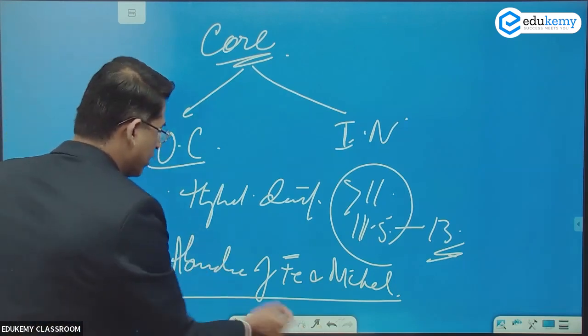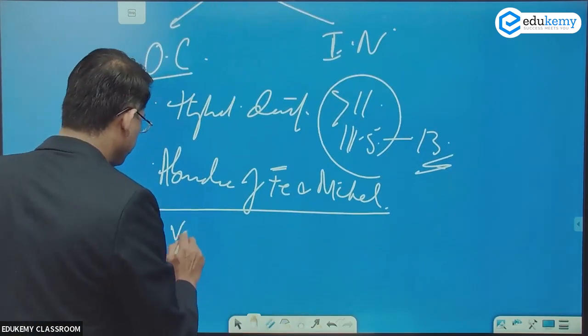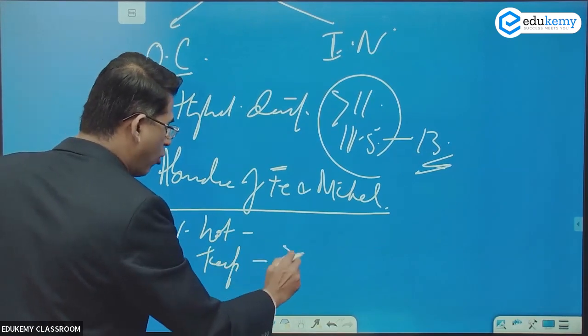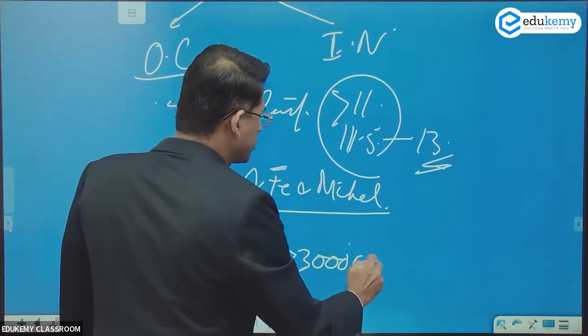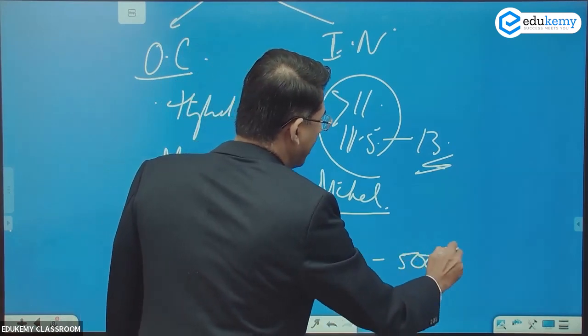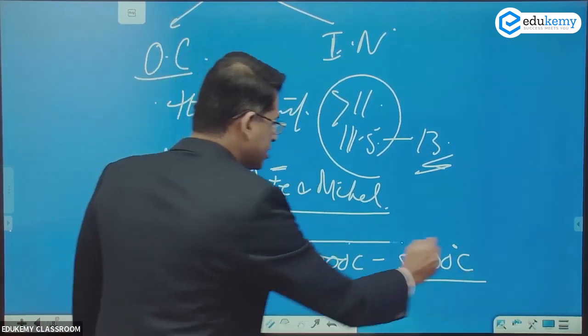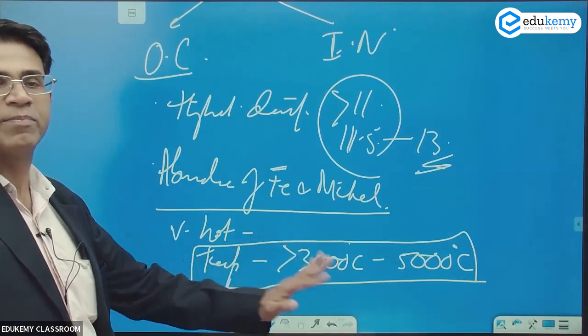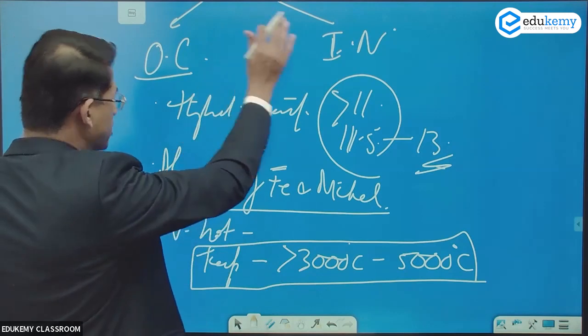Yes, it's very hot. Temperatures can be more than 3,000 to 5,000 degrees centigrade. It's very, very hot. I'll talk about temperatures separately. This is in general.